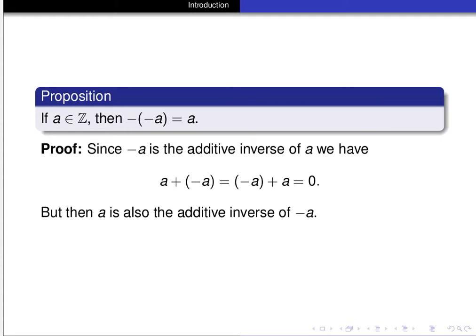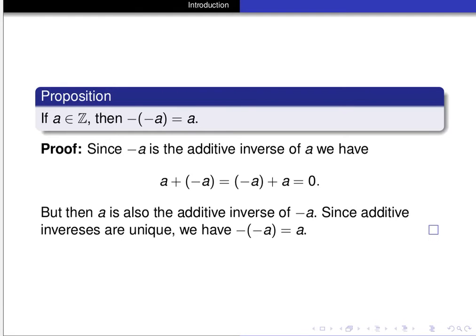And if a is the additive inverse of negative a, how do we denote the additive inverse of negative a? It's negative of negative a. And since additive inverses are unique, we can write the negative of negative a is equal to a. In other words, the additive inverse of the additive inverse of a is equal to a.